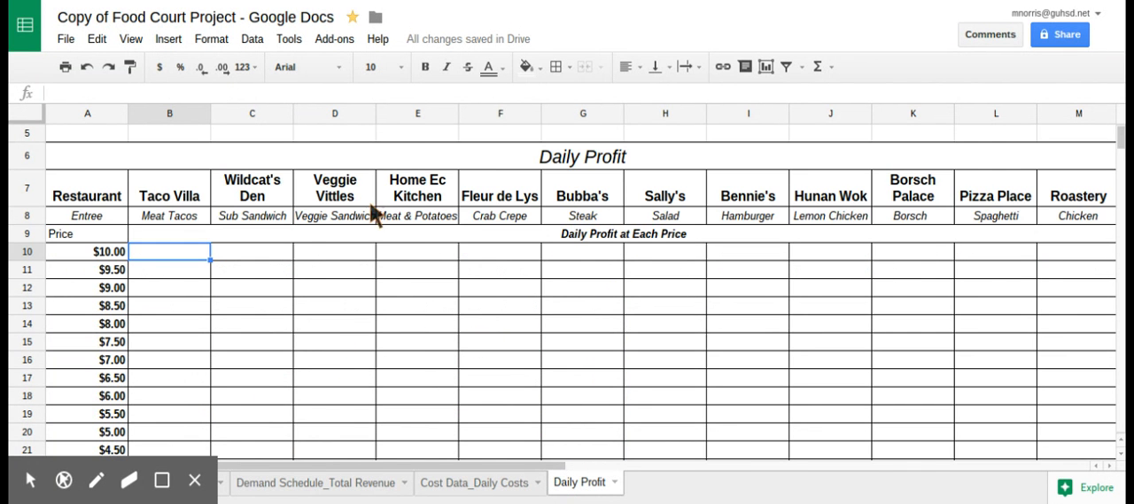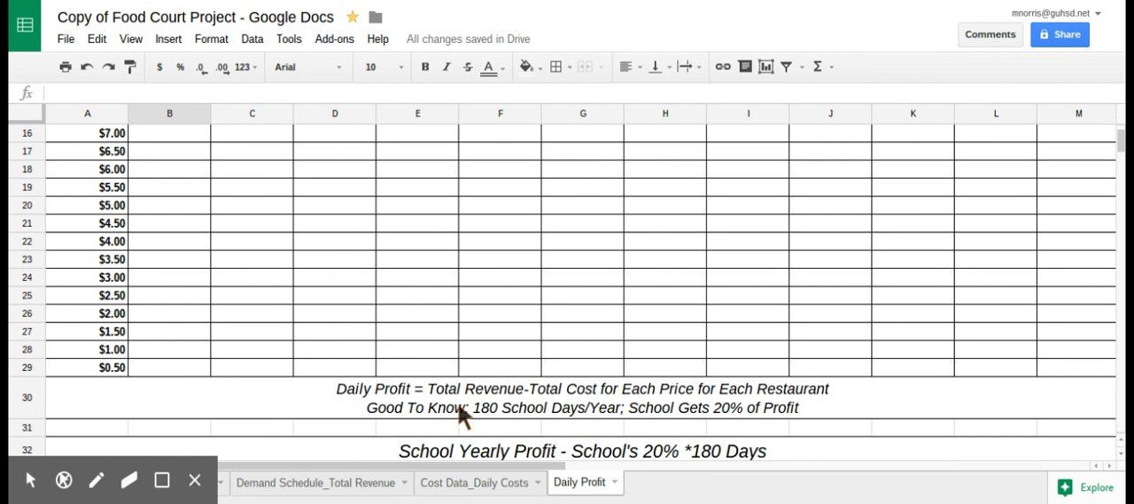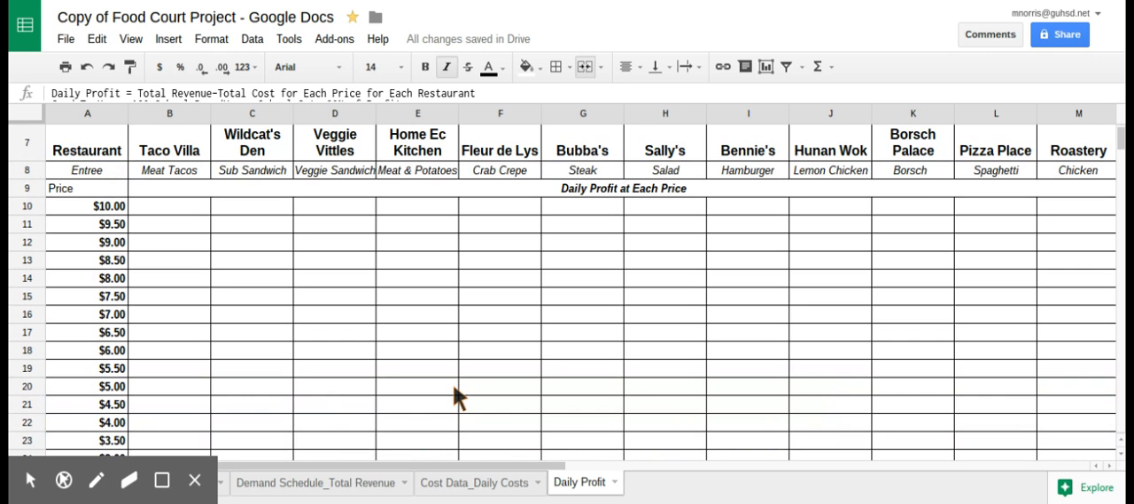And so I'm going to go to the final tab that you have here, the daily profit tab. And if you scroll down to the bottom of the box again, the daily profit is going to be equal to the revenue minus the cost. So the money I bring in minus the money I pay out. And if that number is a positive number, I have a profit. And if it's not, I have a loss.